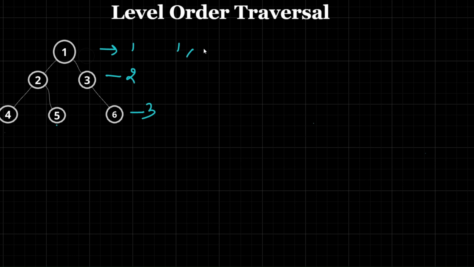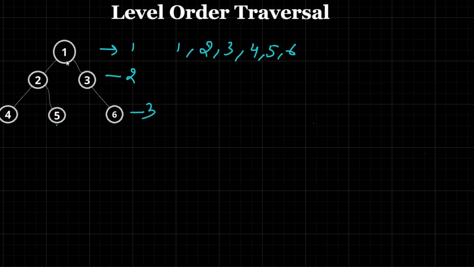Now in level 2, how many nodes can you see? That is 2 and 3. So after that we will cover level 2 nodes, that is 2 and 3. Then after that we'll move towards level 3. And how many nodes do we have at level 3? That is 3 nodes, right? We will cover them one by one: 4, 5, 6.